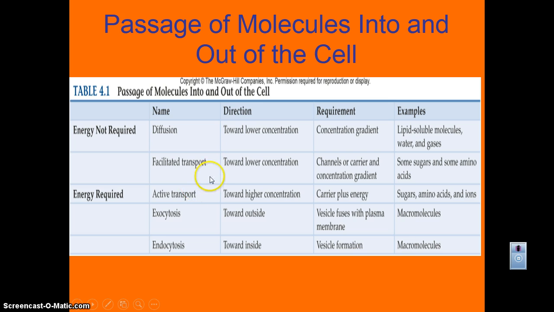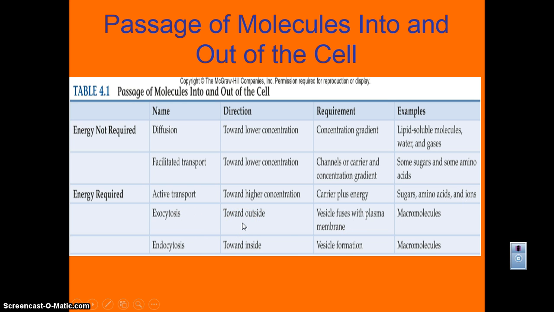Facilitated transport is going to use not just the flow, but carrier or channel proteins that help them go across the concentration gradient. Some sugars and some amino acids use these. So these don't require extra energy because we're going with the flow, like floating downstream on a float trip. However, if we use active transport, exocytosis, or endocytosis, it's going to require energy because we're going against the concentration gradient. So energy is going to be required going toward a higher concentration. Sugars, amino acids, and ions are examples of active transport. We're going to get into these a little bit more as well.